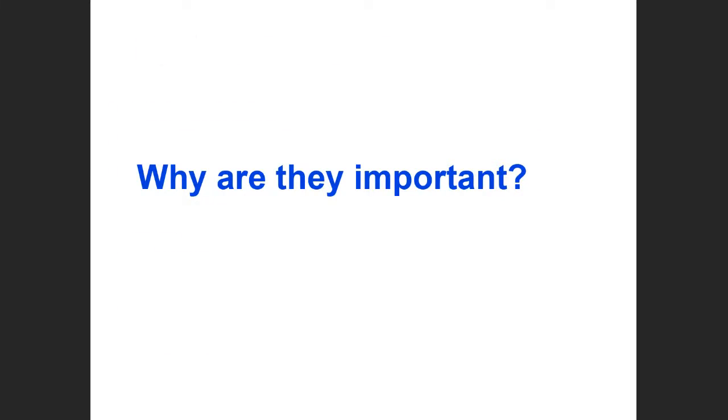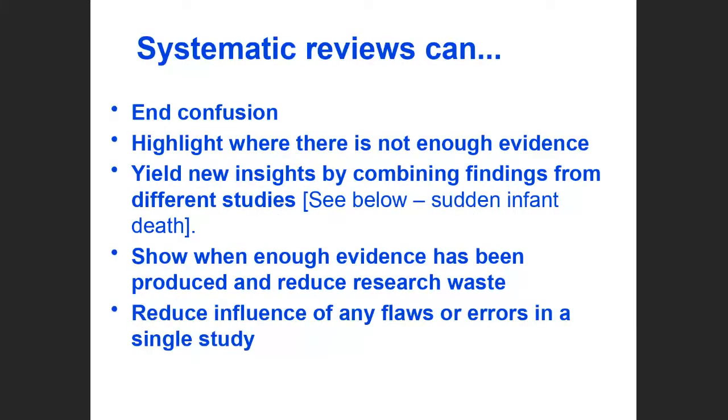So why are these reviews important? Well, systematic reviews can end confusion where different practitioners are doing different things, each firmly believing that what they're doing is right. Then a systematic review can actually show you the evidence for that. They're also good at taking stock of scientific evidence, so we can see areas where there is not enough evidence or where there is not enough good evidence. They also, by putting the studies together, can perhaps give you the first ever view of a body of evidence and see what the overall pattern is. And we're going to see that in an example that I'll feature shortly on sudden infant death.